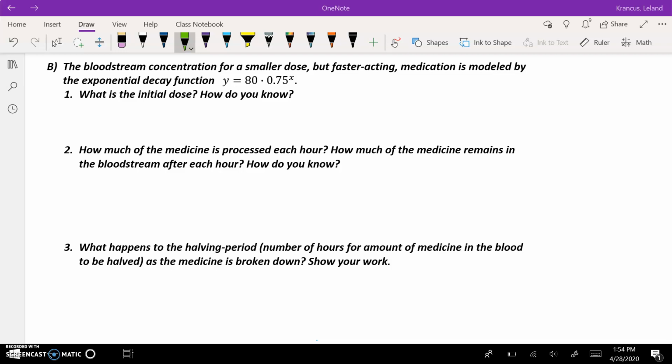So the first part, the initial dose. Remember, in an exponential function, this first number, a times b to the x, this is your a value. That's your initial dose. So it must be 80 milligrams because that's the y-intercept. That value in an exponential function is always the y-intercept, the value of y when x is 0. So that's our starting amount of medication in the bloodstream.